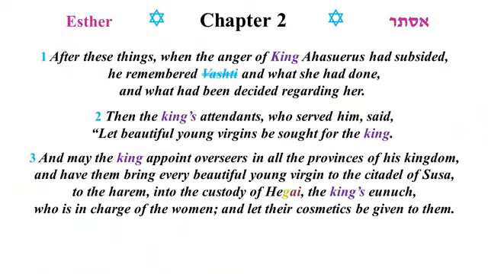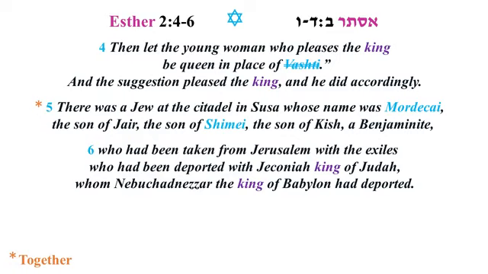Verse 2. Then the king's attendants who served him said, let beautiful young virgins be sought for the king. Let the king appoint overseers in all the provinces of his kingdom, that they may gather every beautiful young virgin to the citadel of Susa, to the harem, into the custody of Haggai, the king's eunuch, who is in charge of the women, and let their cosmetics be given to them. Then let the young lady who pleases the king be queen in place of Vashti. And the matter pleased the king, and he did accordingly.